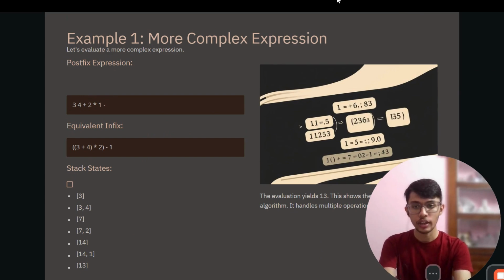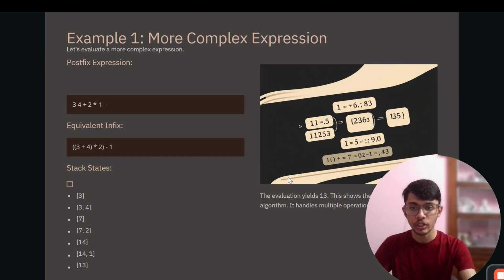Here we get another example. The expression would be 3, 4, plus, 2, multiply, 1, minus. The first two elements of the expression are 3 and 4, which would be pushed into the stack, followed by an operation. So we would pop the elements, apply the operation, and push the result back into the stack, which here would be 7.